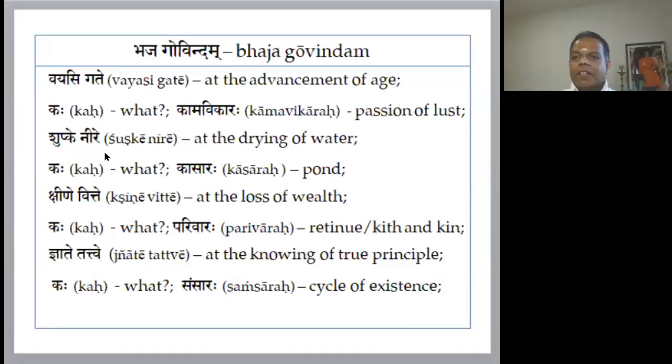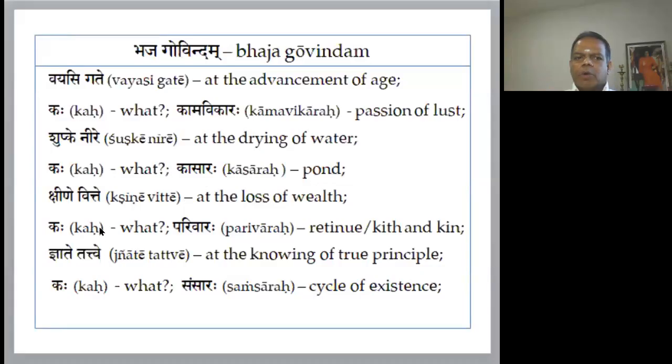Shushke nire, while the water is drying up, as the water dries up, kaha, what? Kasara is a pond, a water body. So what it says is, if the water is drying up, you won't call it a pond. Where is the pond? What is the pond? Kaha kasara. Kshine vitte.